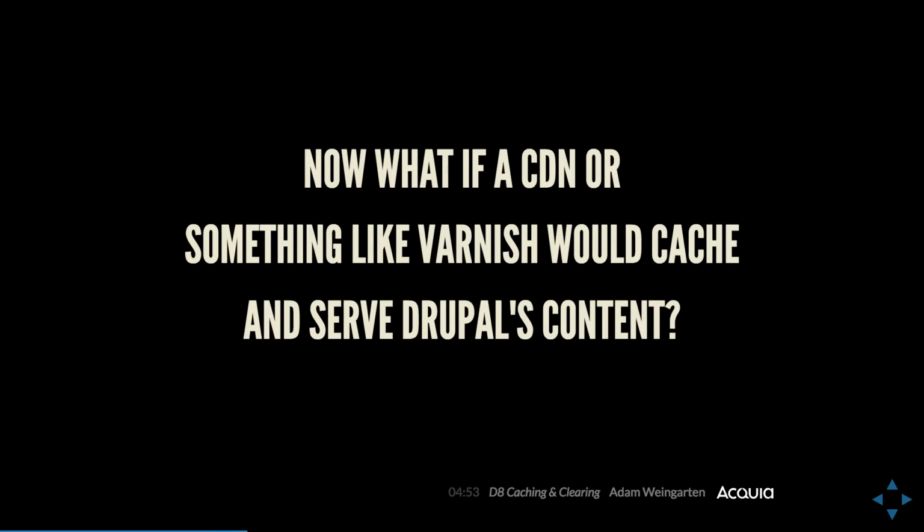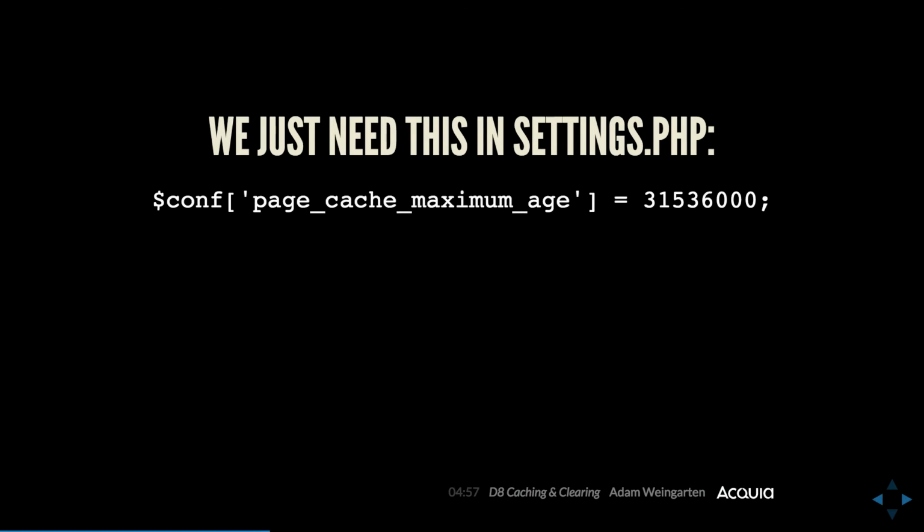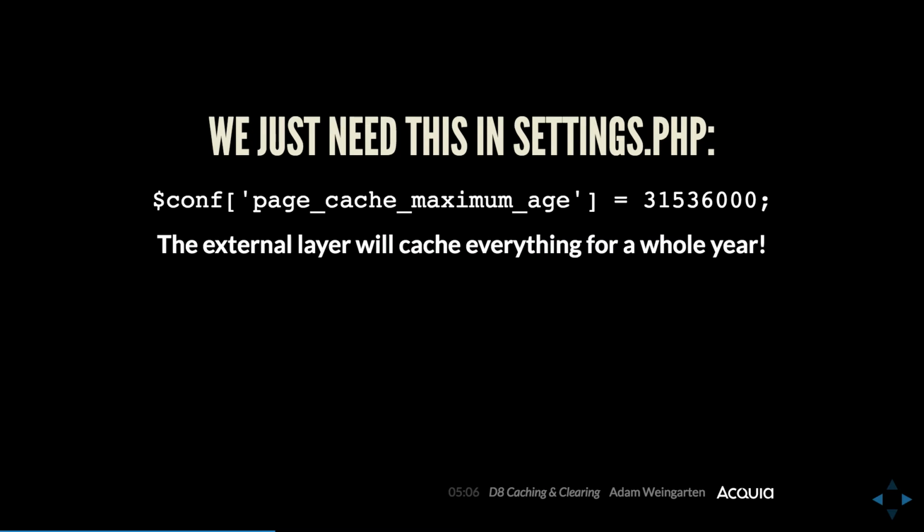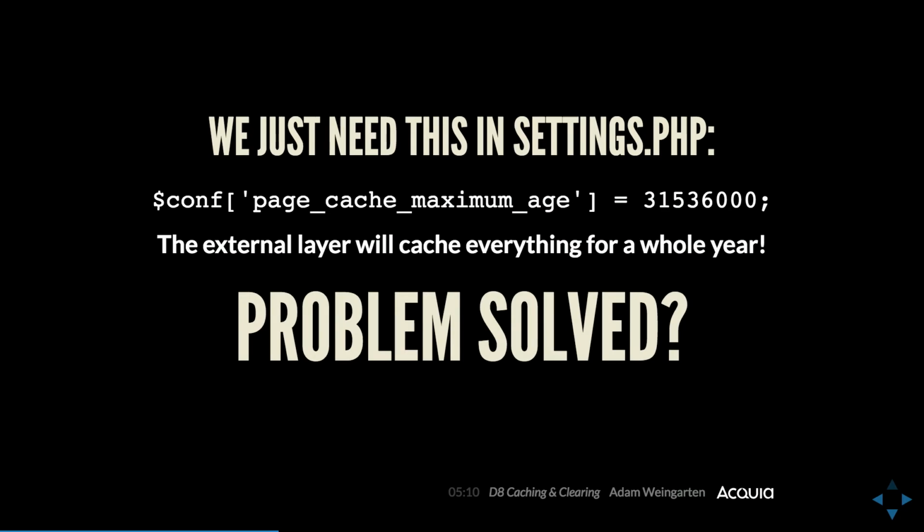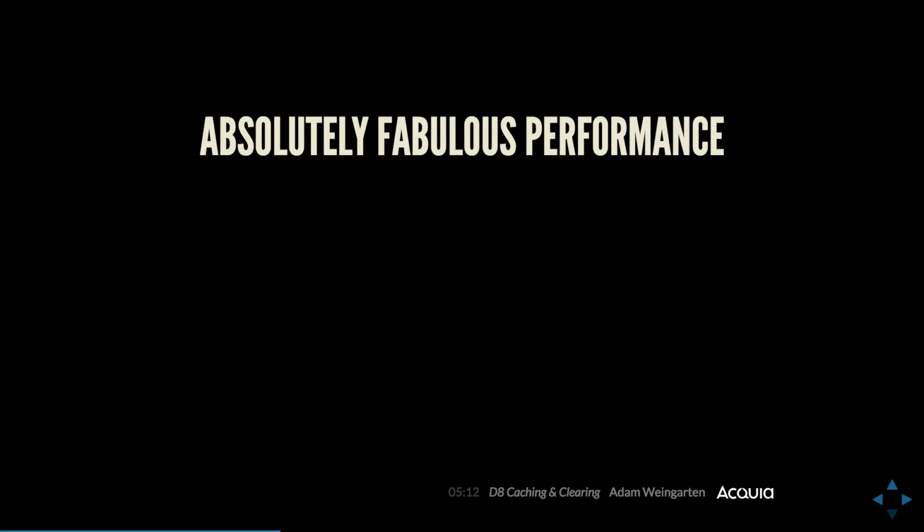Now, what if a CDN or something like Varnish would cache and serve Drupal's content? We just need this in settings.php. So we just pump up the max age to a year. External caching caches everything for a year. Problem solved. It's great. We get great performance.